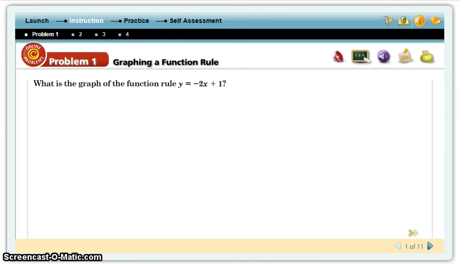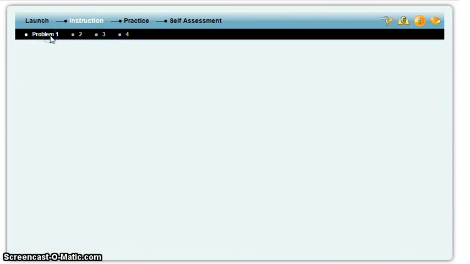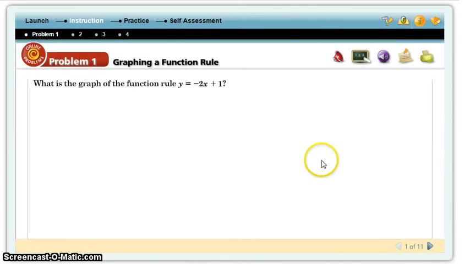Okay, we are going to discuss graphing and writing function rules. We've got a couple examples for each of these, and this video is going to talk through each one of those. So we're going to start with problem 1. In this problem, you will graph a function rule. What is the graph of the function rule y equals -2 times x plus 1?